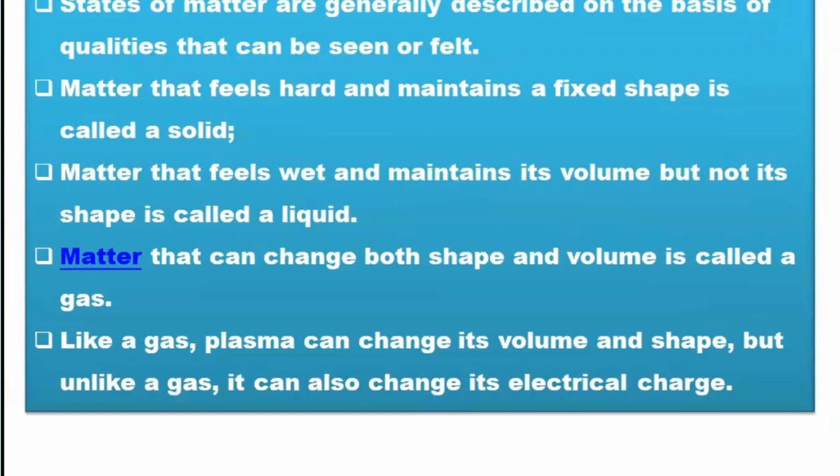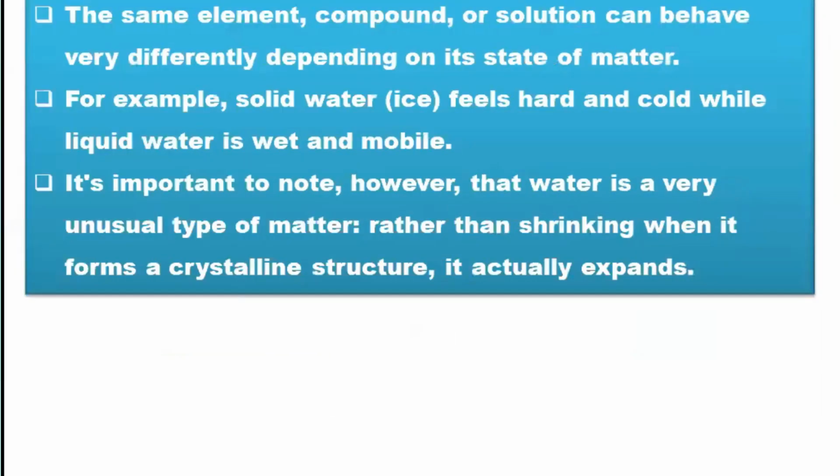Matter that feels hard and maintains a fixed shape is called a solid. Matter that feels wet and maintains its volume but not its shape is called a liquid. Matter that can change both shape and volume is called a gas. Like a gas, plasma, another physical state of matter, can change its volume and shape. But unlike a gas, it can also change its electrical charge.